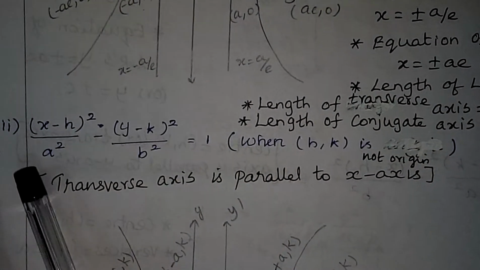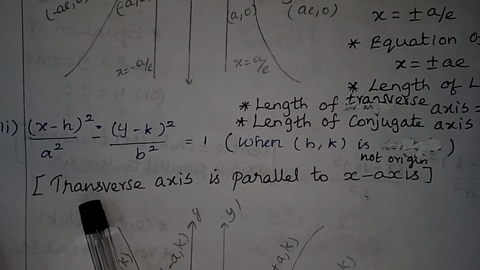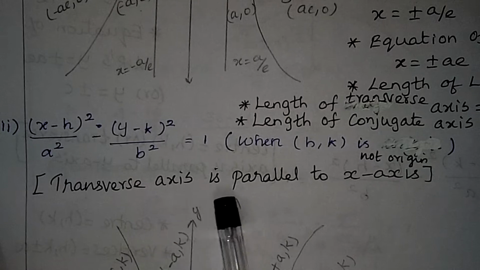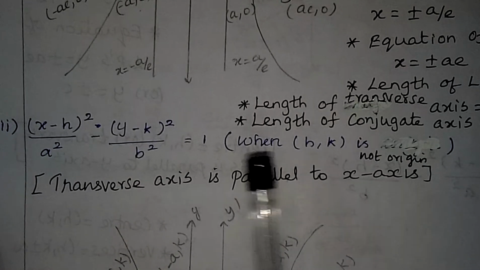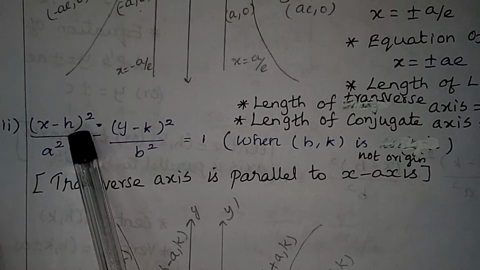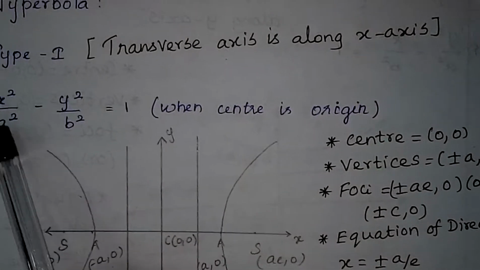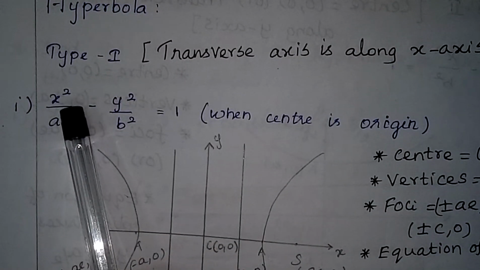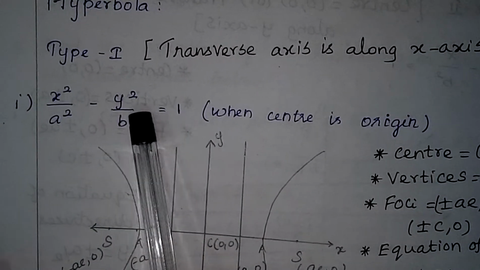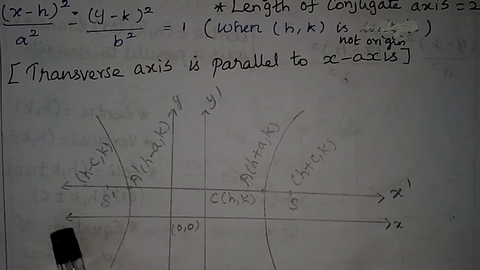So now for the same type, if the center is not origin, we will say the transverse axis is parallel to x axis. And the equation will become like this. Instead of x, you have to put x minus h. Instead of y, you have to put y minus k here. Instead of x, you have to put x minus h. Y, we have to put y minus k. And the diagram will be like this.